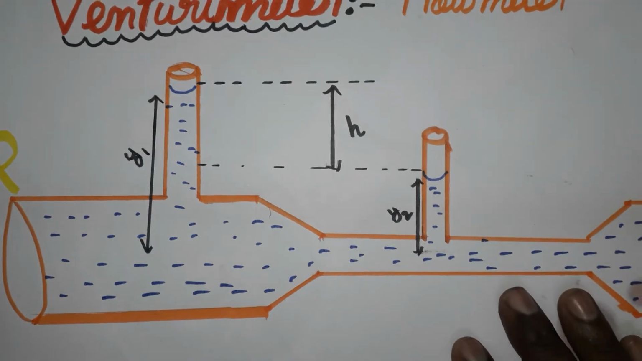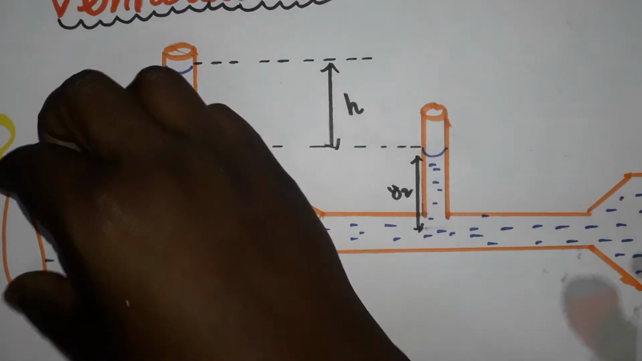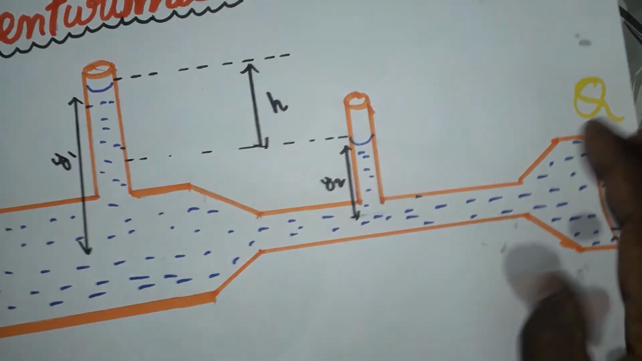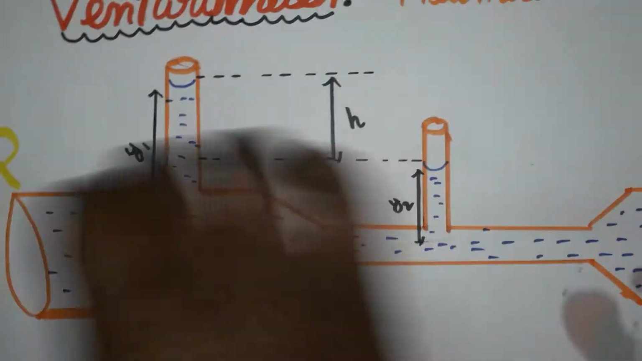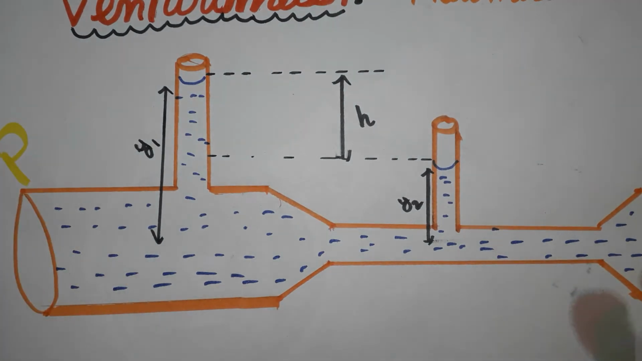See here, this is a special design for the venturimeter. It is a very long tube. One end I have taken as P, another end is Q. Both are of the same area. So these two ends you can connect in a pipeline to measure the volume of the liquid flowing in a particular pipe.